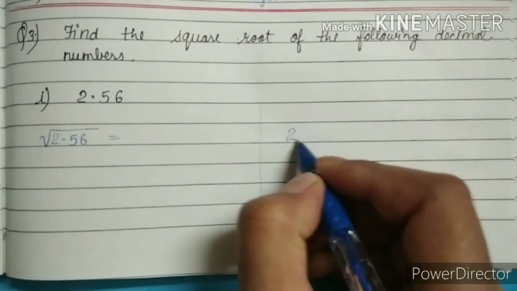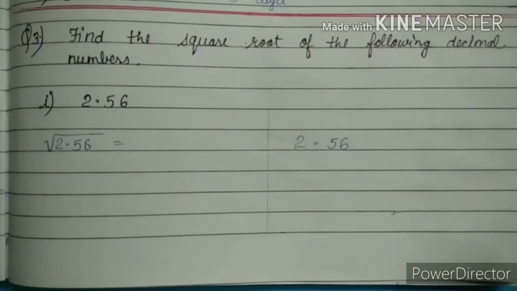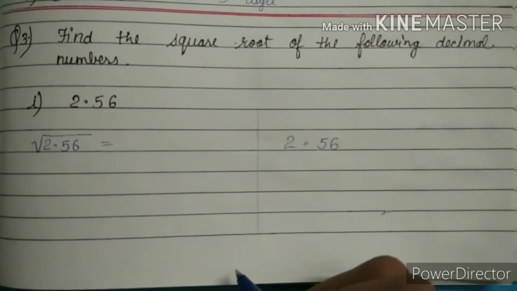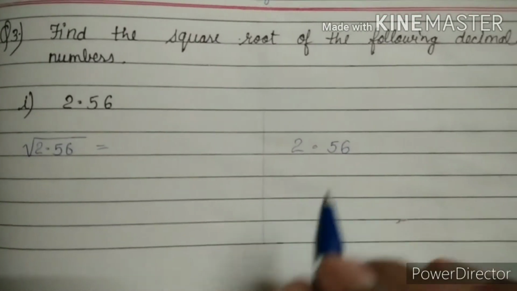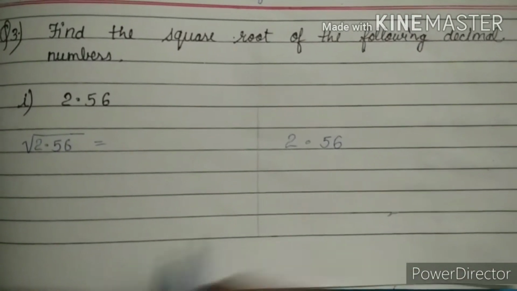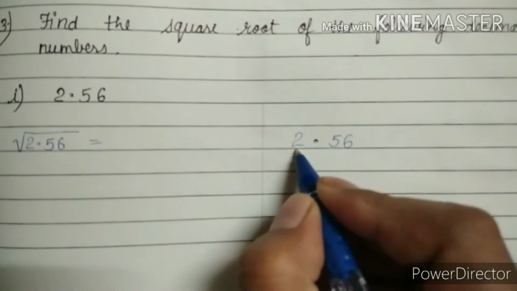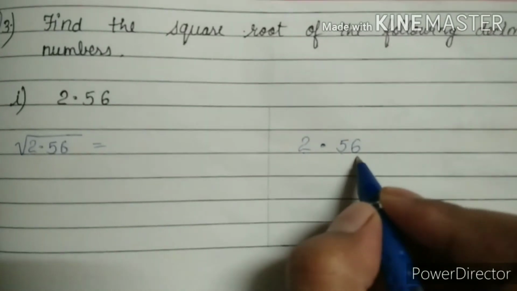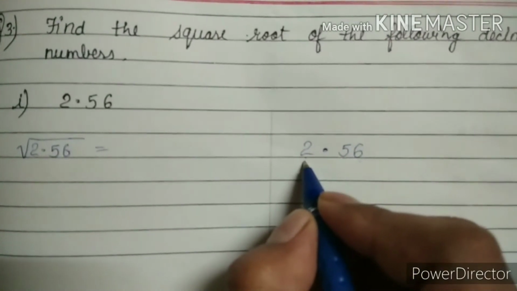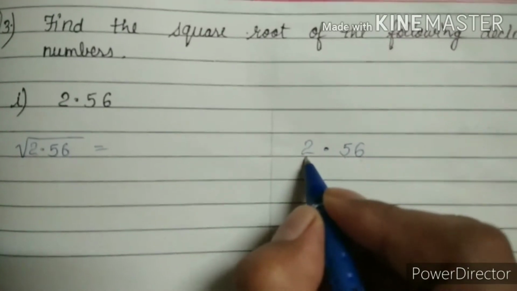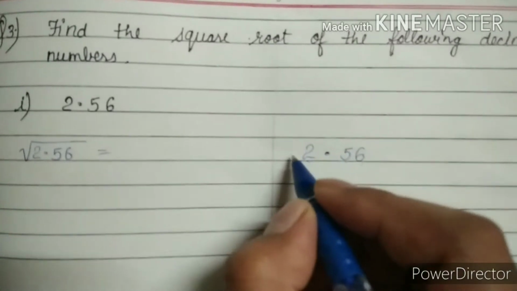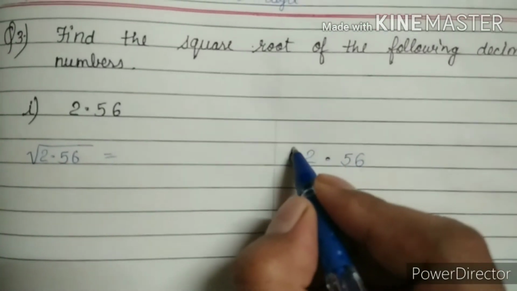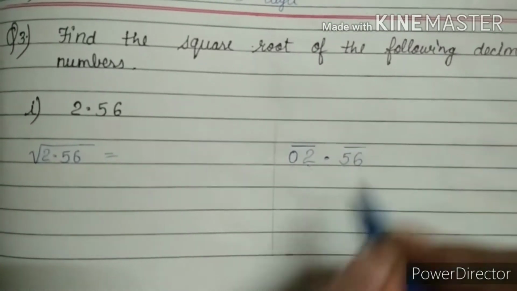So I am putting 2.56. From the previous video, you know we have to do the pairing. We have to do the pairing from the ones place. So where do we have the ones place? We have the ones place before the decimal. After the decimal, this is the tenth, this is the hundredth, these kinds of places. We have to start with the ones place. The ones place is 2 and in front of 2 we don't have anything. So here I am putting 0. The same number is there. Okay, so here is the first pair and here is the second pair.